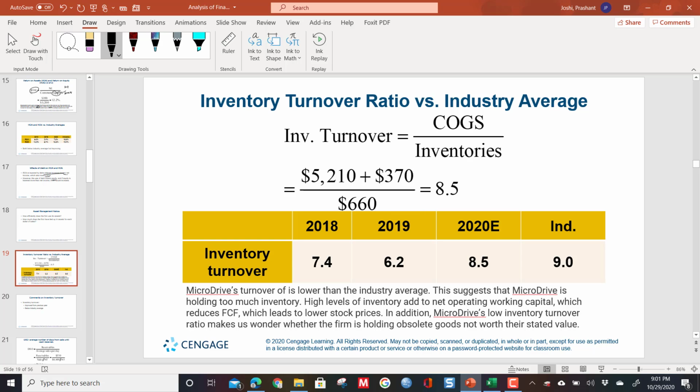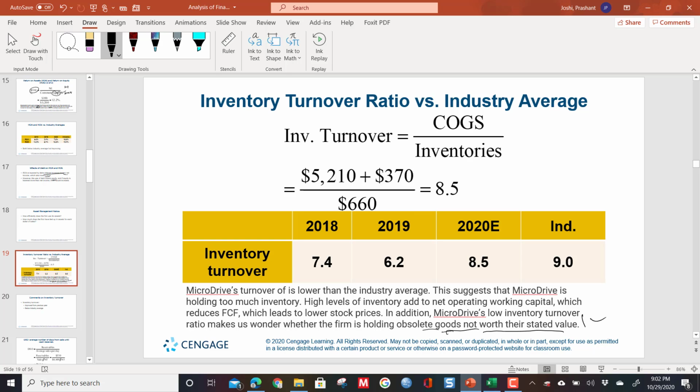Well, it suggests that Microdrive is holding too much inventory, and a high level of inventory adds to net operating working capital, which might reduce free cash flow, and which further leads to a lower stock price. In addition, Microdrive's low inventory turnover ratio makes us wonder whether the firm is holding obsolete goods not worth their stated value. But that is a further future investigation.